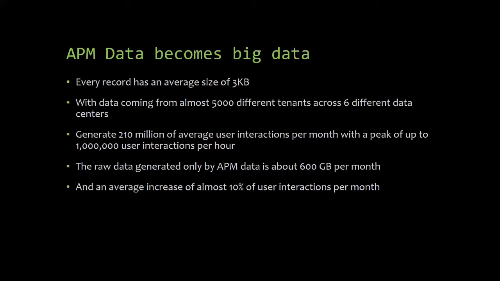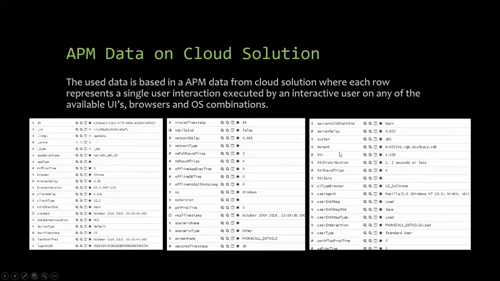This generates an average volume of 210 million user interaction records per month, with a peak of up to a million user interactions per hour. The raw data generated represents around 600 gigabytes per month, and with an average increase of 10% every month, this is real big data. Here is an example of a typical record containing APM information for a single user interaction.